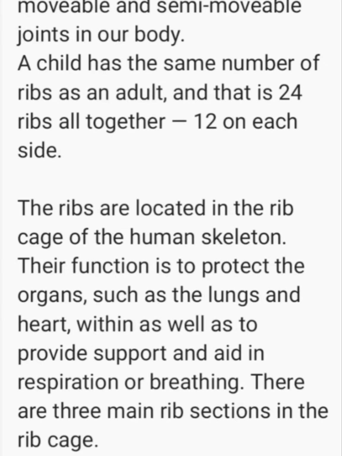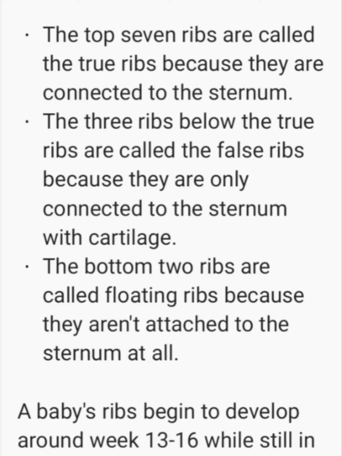There are 3 main rib sections in the rib cage. The top 7 ribs are called the true ribs because they are connected to the sternum. The 3 ribs below the true ribs are called the false ribs because they are only connected to the sternum with cartilage. The bottom 2 ribs are called floating ribs because they aren't attached to the sternum at all.